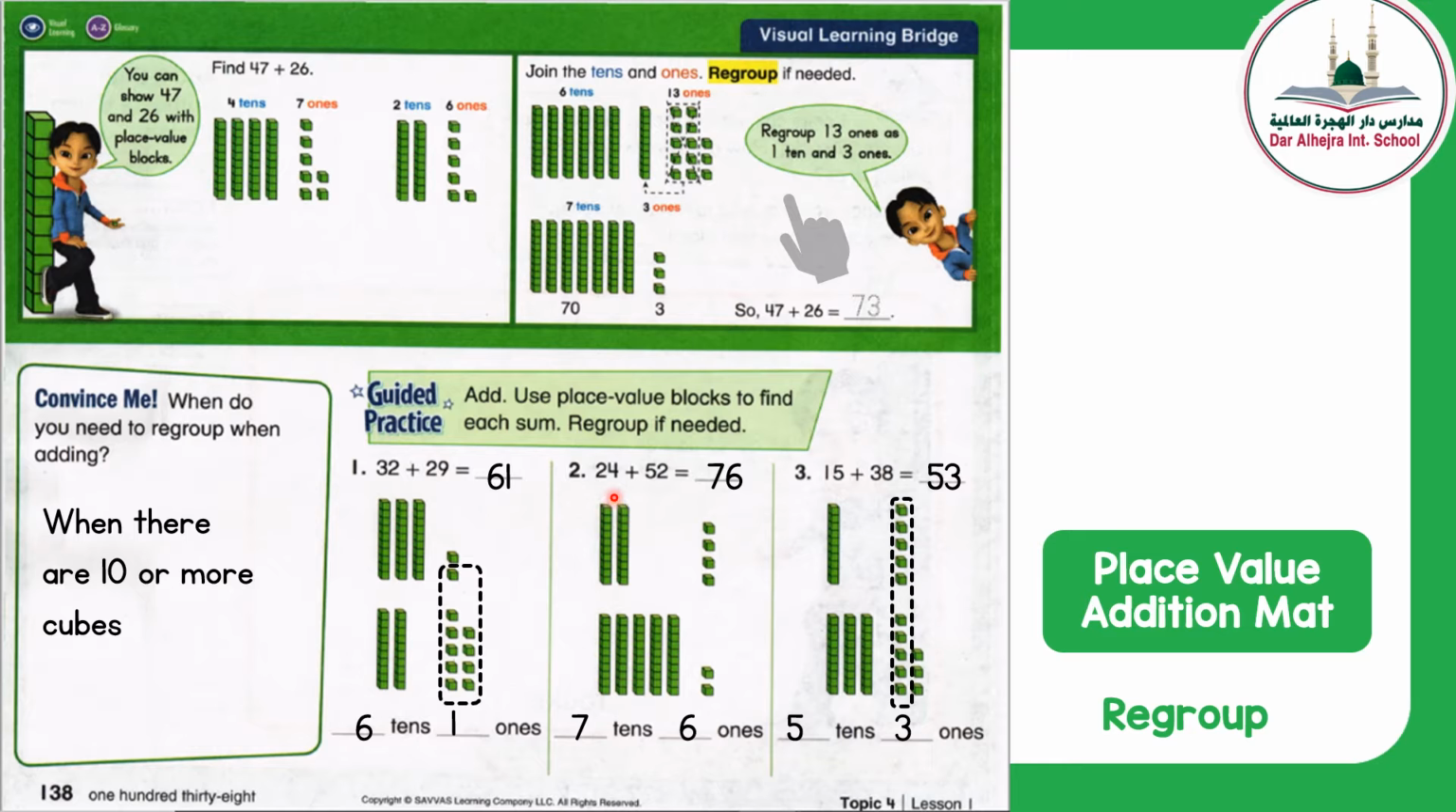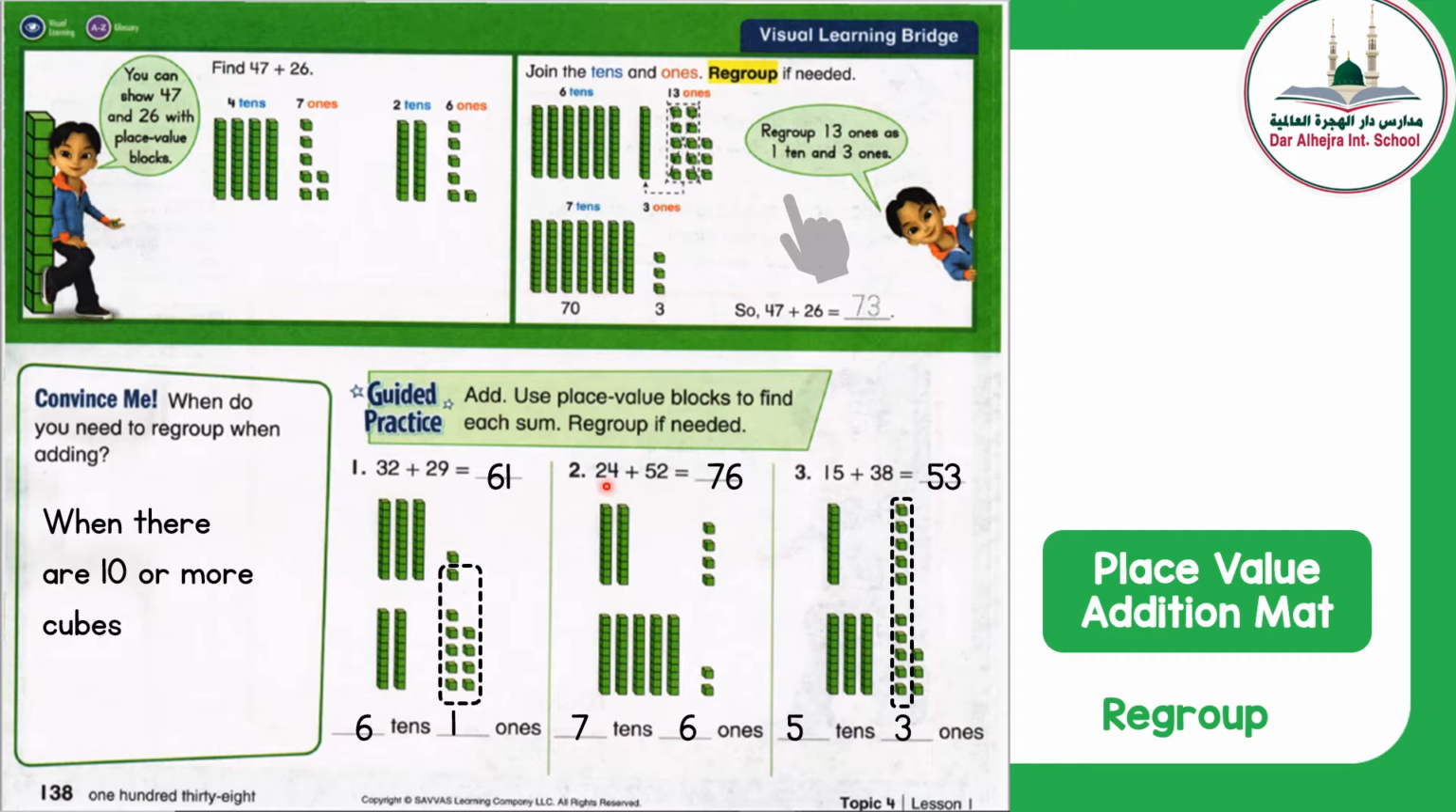Let's consider another example here. 24 plus 52. Before we go to the models and sums, I want you to have a closer look at the numbers in the ones place. Here we have 4 and here we have 2. Once we add 2 to 4, we get 6. Is 6 10 or more than 10? No, 6 is not more than 10. It's not even equal to 10. So that means we won't need to do a regrouping here.